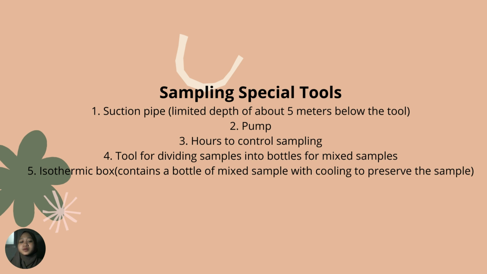Secondly, a pump, with a clock to control sampling or use a stopwatch. Next, a tool for dividing samples into bottles for the mixed sample, and the last is an isothermic box to contain a bottle of mixed sample with cooling to preserve the sample.